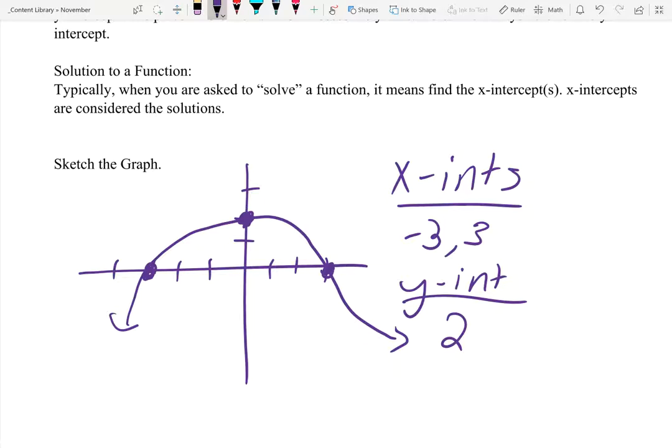There's a lot more about these graphs that we're going to talk about in the next video, as far as increasing goes, decreasing, domain, range, things like that. So we'll save that for the next one.